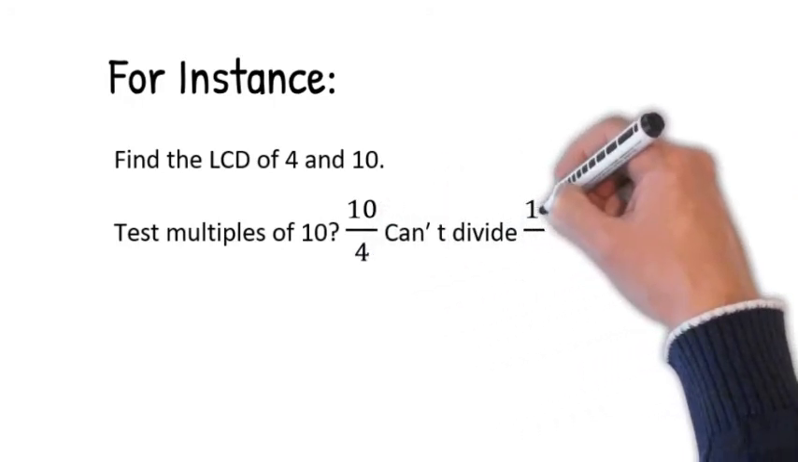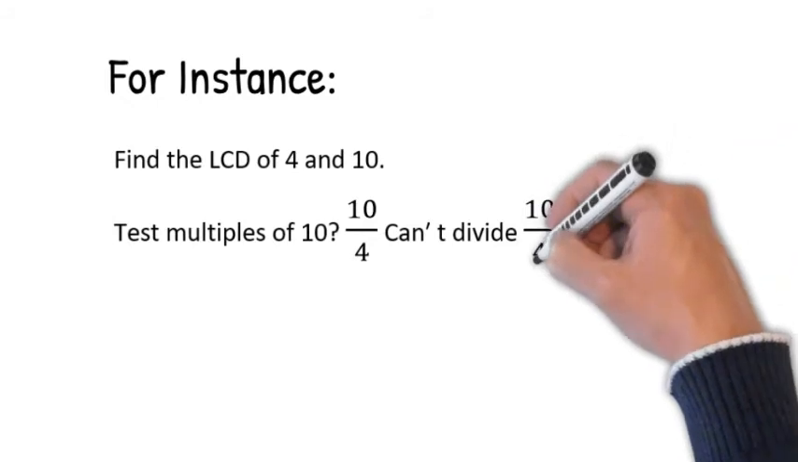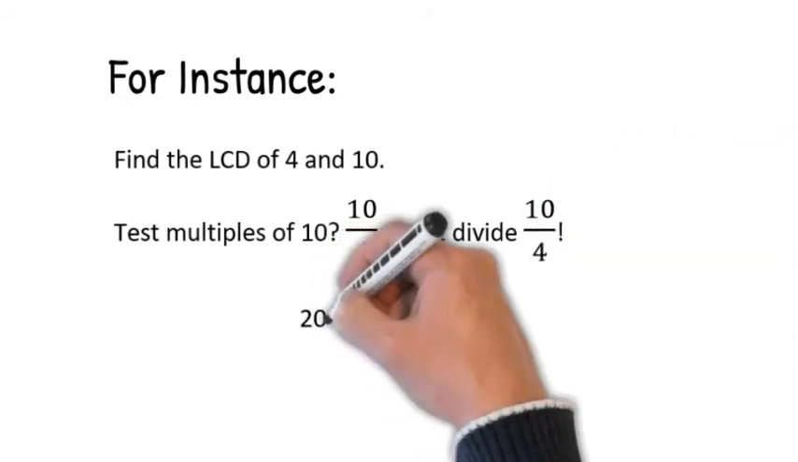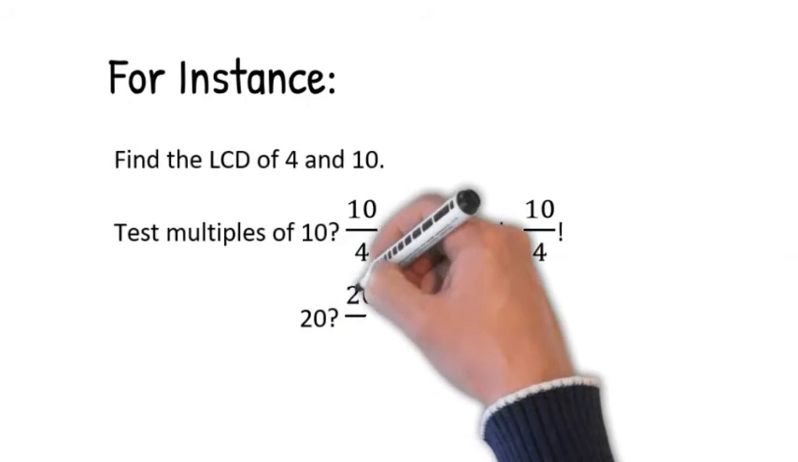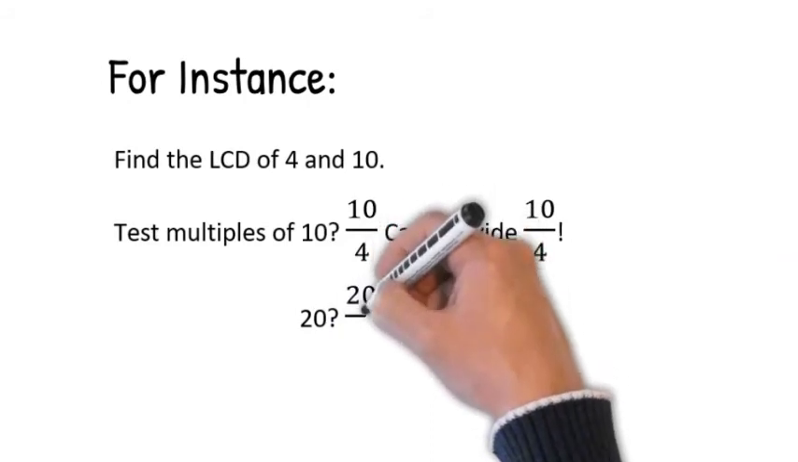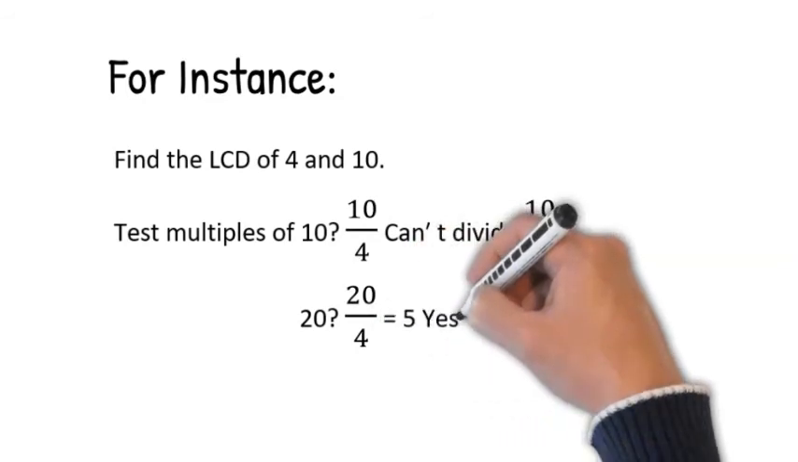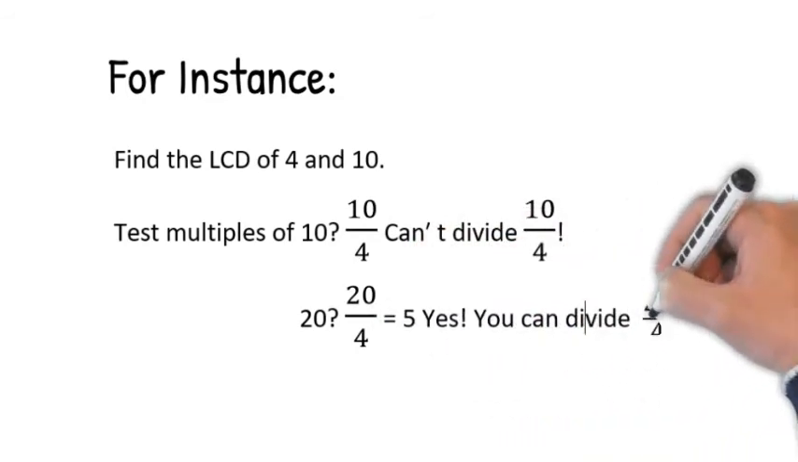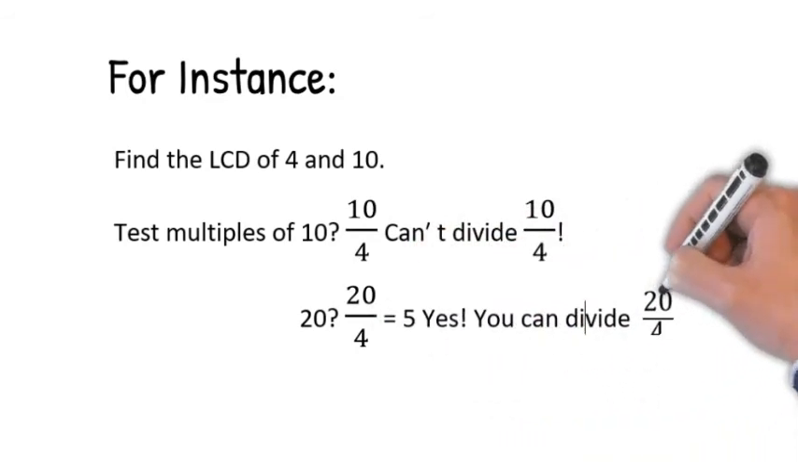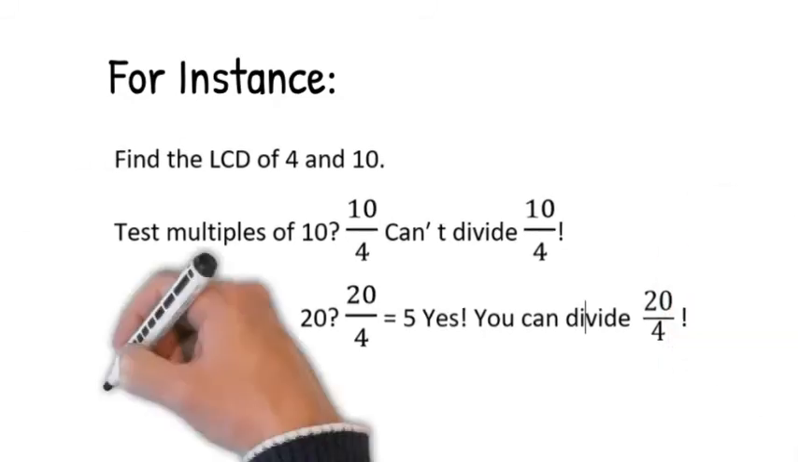Easy, right? Test multiples of 10. 10 divided by 4, we cannot divide 10 by 4. Therefore, 10 is not the LCD. Let's test 20. 20 divided by 4 is equal to 5. Yes, you can divide 20 by 4. Therefore, the LCD is 20.